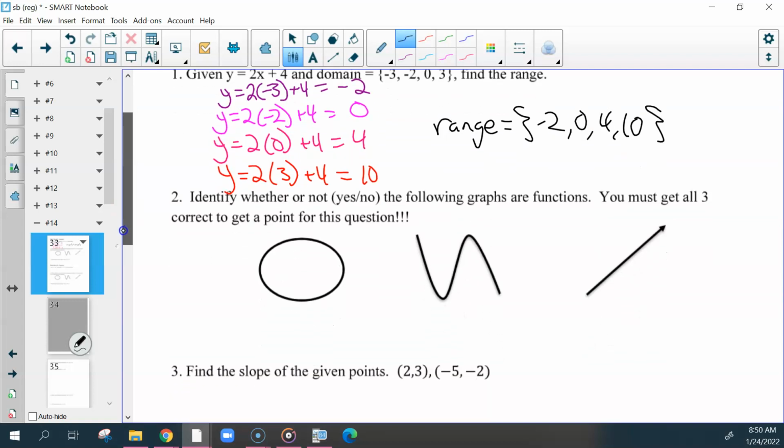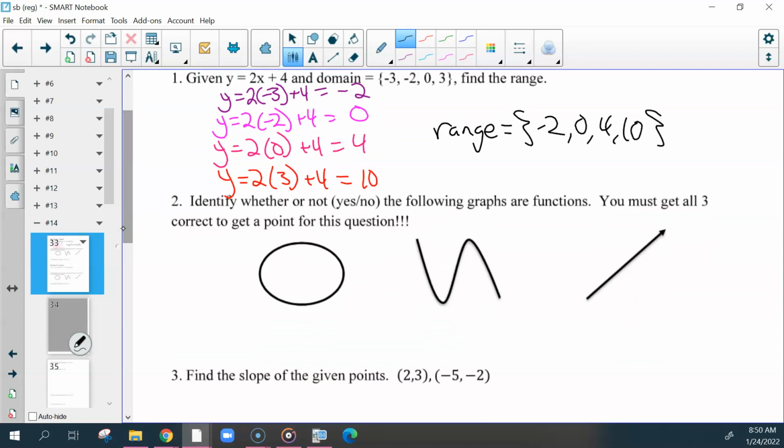For number 2, you need to identify whether each of these were functions. You could use your vertical line test. If it touches at more than one place, it's not a function. If it touches at only one place, it is a function. Would this one be a function? No. Touches at more than one place. Would this one be a function? Yes. What about the last one? Yes.